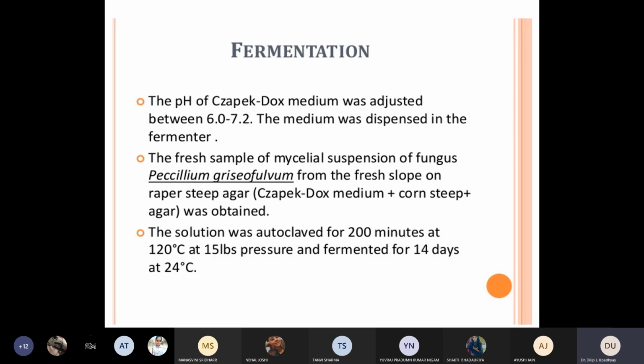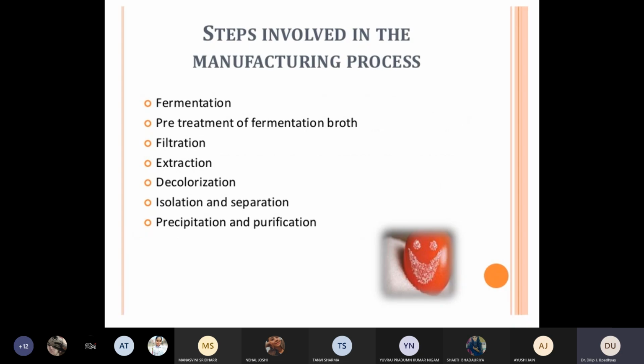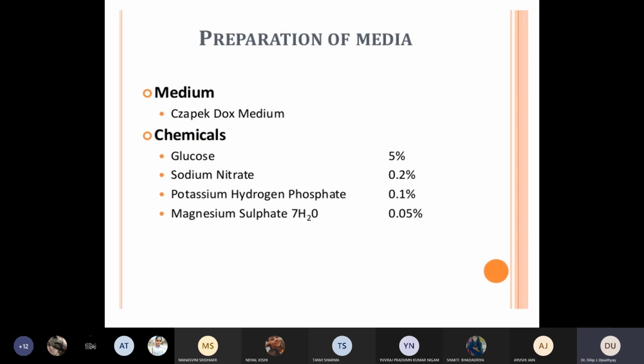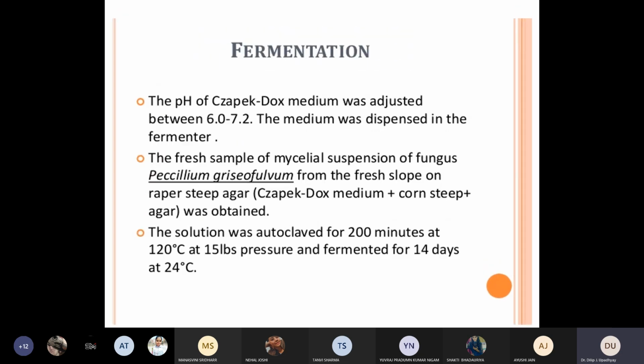Is this clear, or are you facing any problem with this? Somebody has a question, please ask. So what is corn steep? CSL. Okay, I'll tell you. I'll go back to the previous one. See, here I talked about a pure Czapek Dox medium, correct? And this is a fermentation medium.